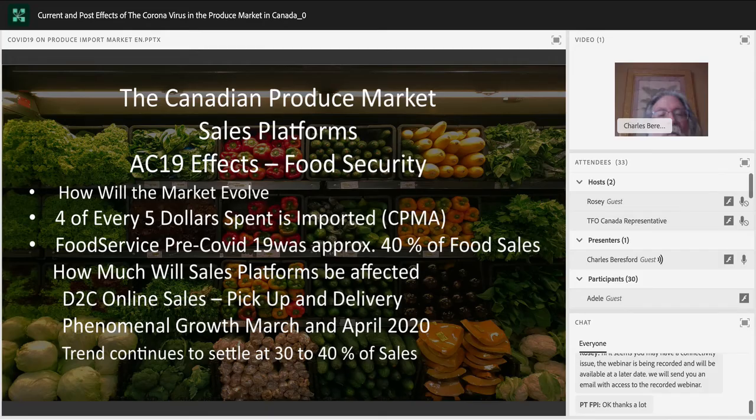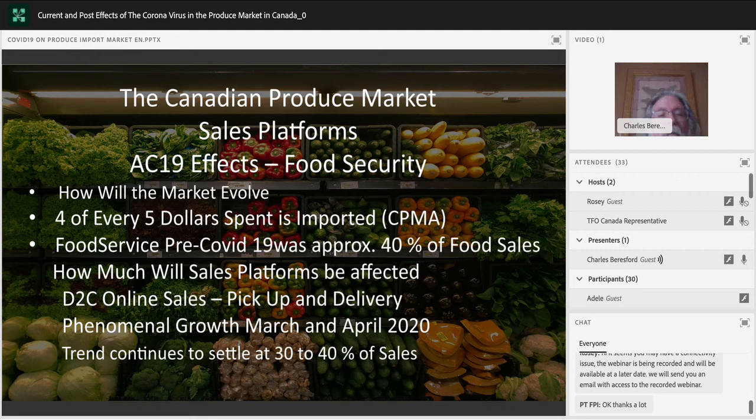The Canadian produce market sales platforms are changing, right? About 4 of every $5 of produce, of course, is imported, right? Food service has changed dramatically, as everybody knows. Pre-COVID-19, it was 40% of food sales, right? Restaurants, that's food service, right? Restaurants.